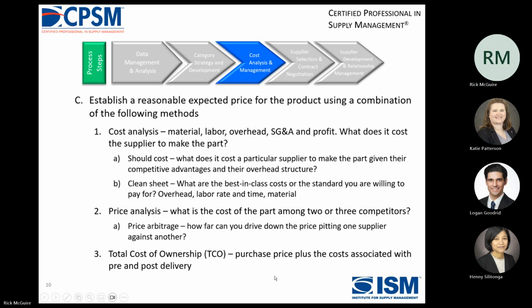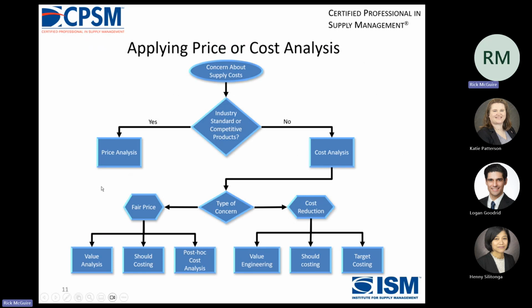TCO, purchase price plus associated pre and post delivery costs. And then here's a little schematic for when you want to use price analysis and when you want to use cost analysis. So if it's industry standard competitive products like tires, you can do a cost analysis, but it's not going to do you any good.